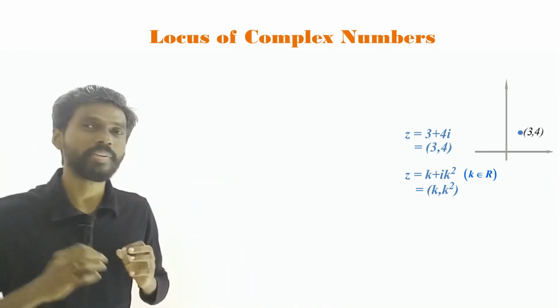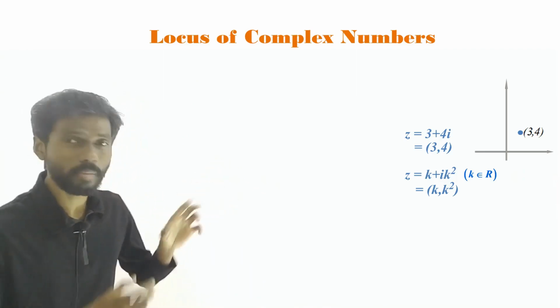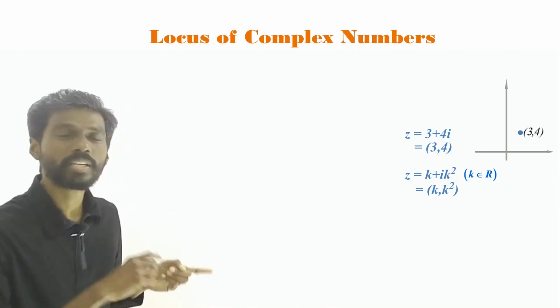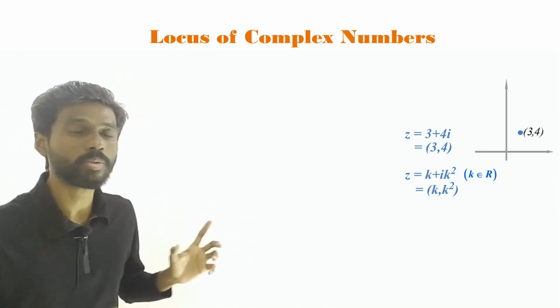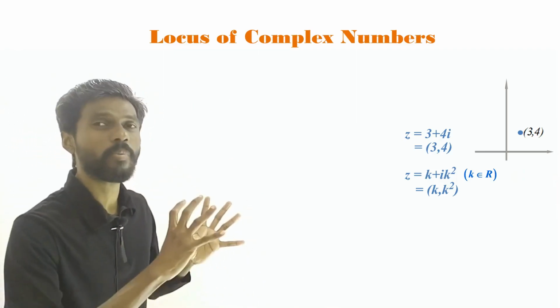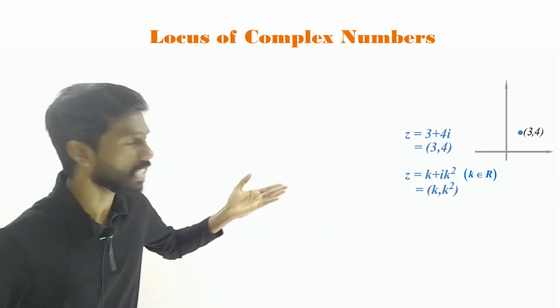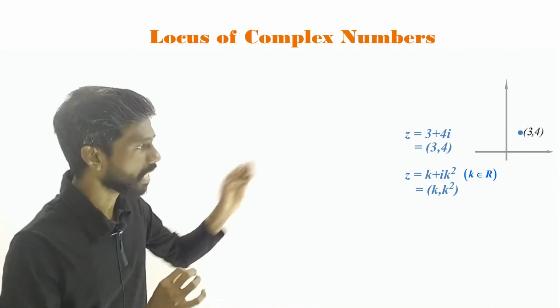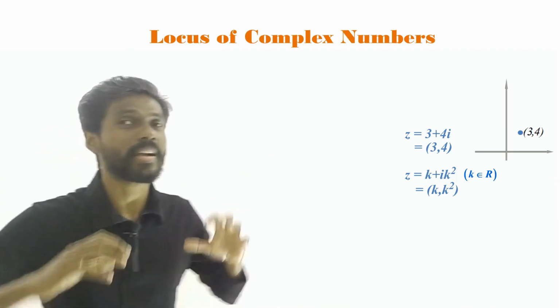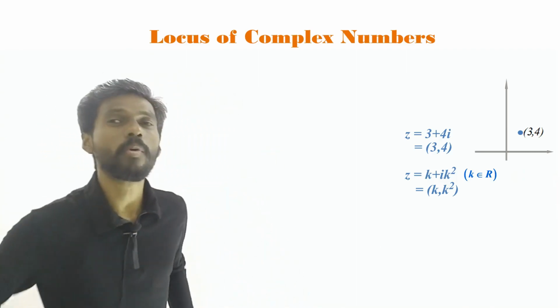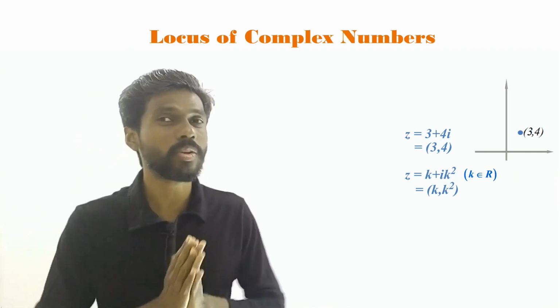For example, if you take k as 0, we get (0, 0). If k is 1, so (1, 1), k is 2, so (2, 2 square). If you plot all these points, this collection of points is called the locus, right? In the first case, we have only one point. In the second case, we have many points, a collection of points. This collection of points is called the locus of the complex number, right?